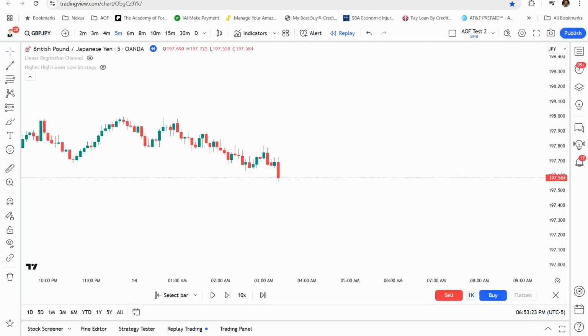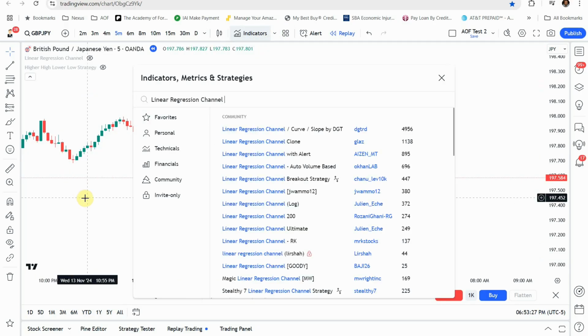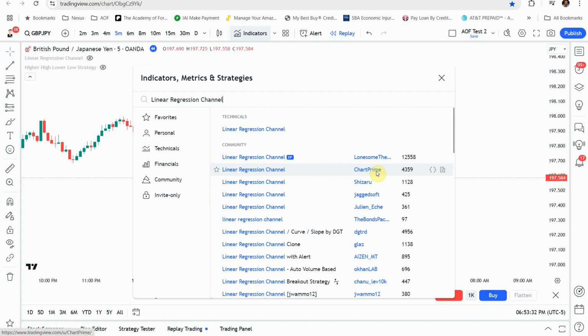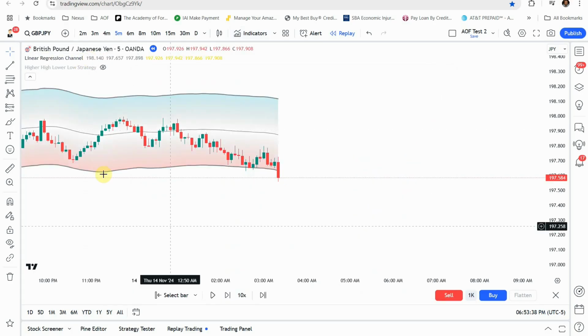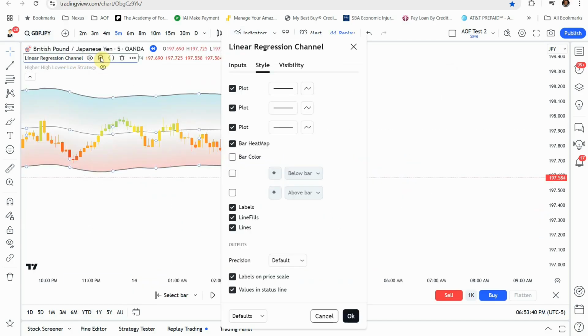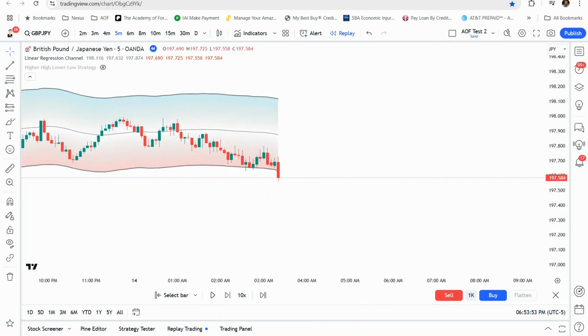The first one that we will add is going to be the linear regression channel, the one right here by Chart Prime. Go ahead and click on that one and add it to the screen, and we'll jump into the settings of this one. We're just going to change a few things here in the style. We're going to turn off the bar color, then turn off these two selections right here, and then click OK.